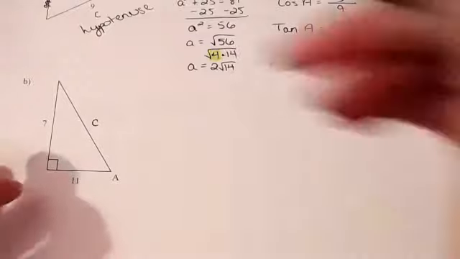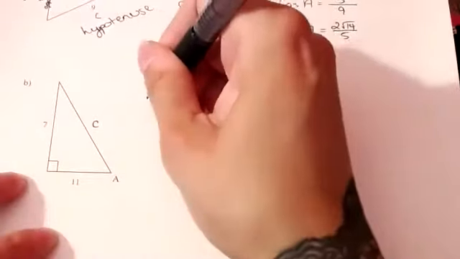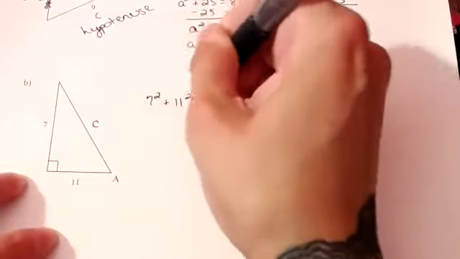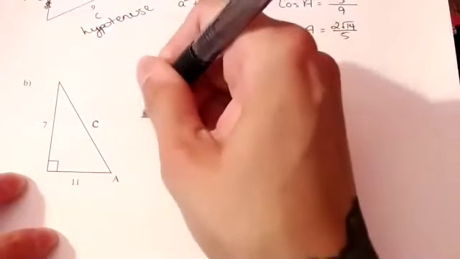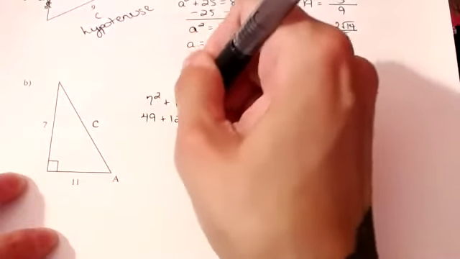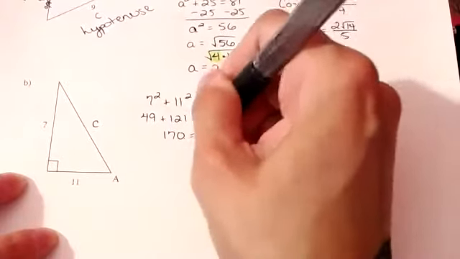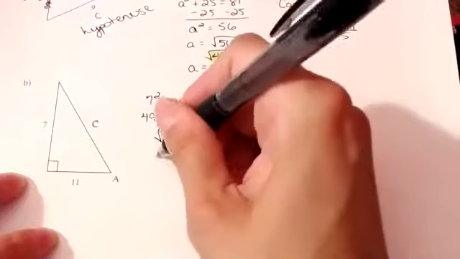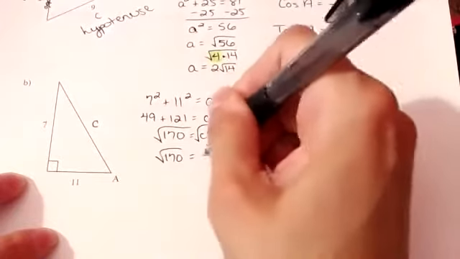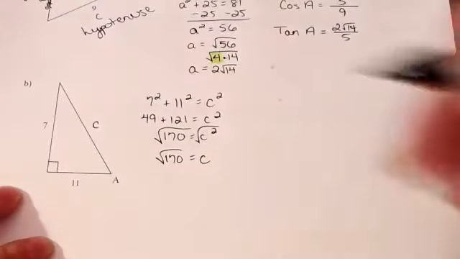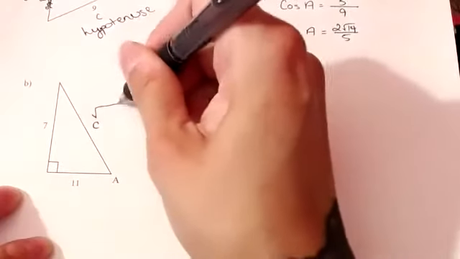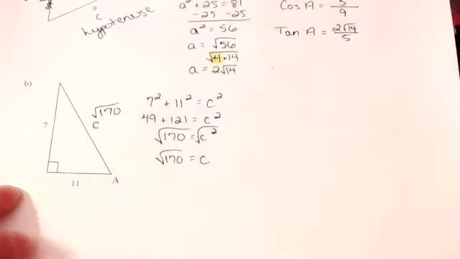We want to start by using the Pythagorean theorem. We have 7 squared plus 11 squared is equal to c squared. 49 plus 121 is equal to c squared. We get 170 is equal to c squared. Now let's take the square root of both sides. The square root of 170 is actually not able to be simplified. So we're simply going to replace c with the square root of 170.